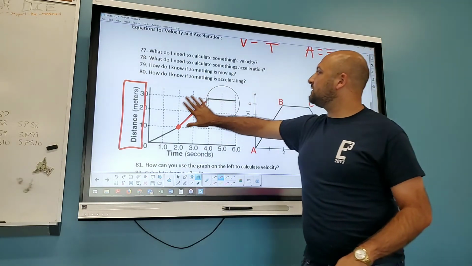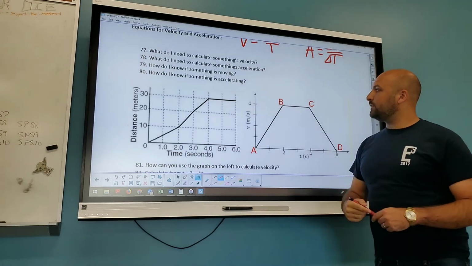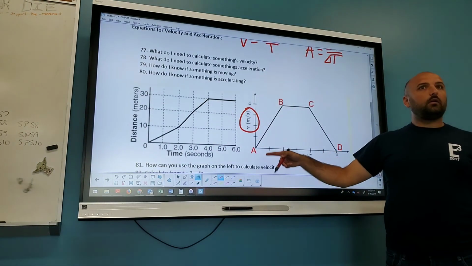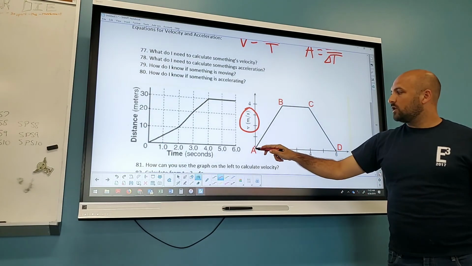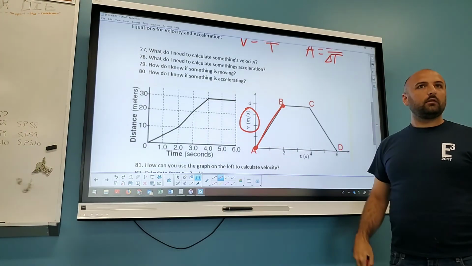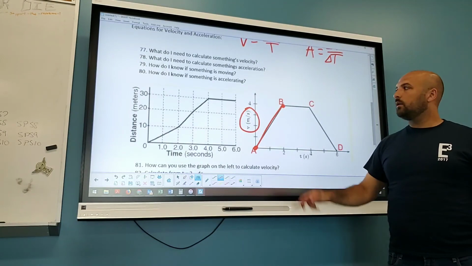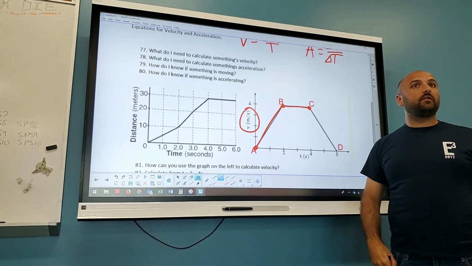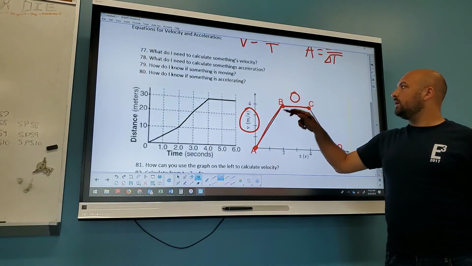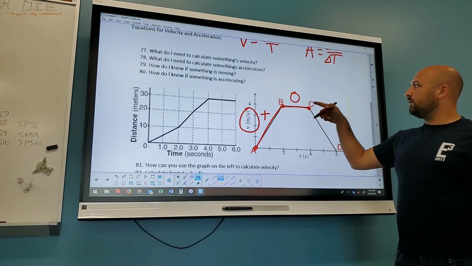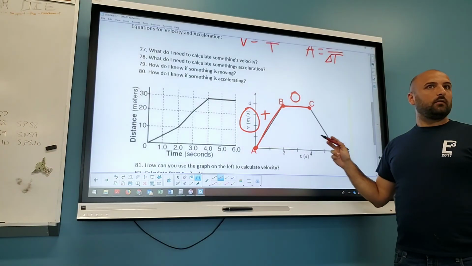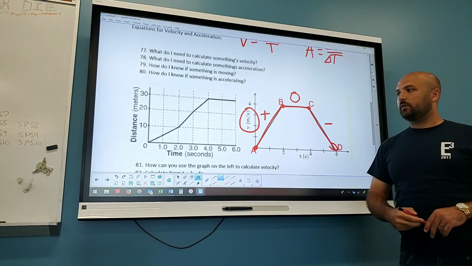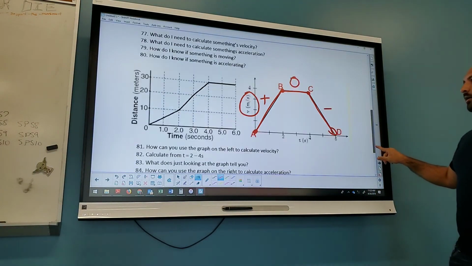How do I know if something's accelerating? The only way to know if it's accelerating is if velocity is doing what? Increasing or decreasing. So from A to B, is it accelerating? Yeah, positive acceleration, right? From B to C, velocity stays at 4, so it's not accelerating. We have an acceleration of 0. Positive acceleration, 0 acceleration, and from C to D, a negative, because the velocity is going down, therefore it's slowing down, a negative acceleration. We good with that? All right, rolling it on down.